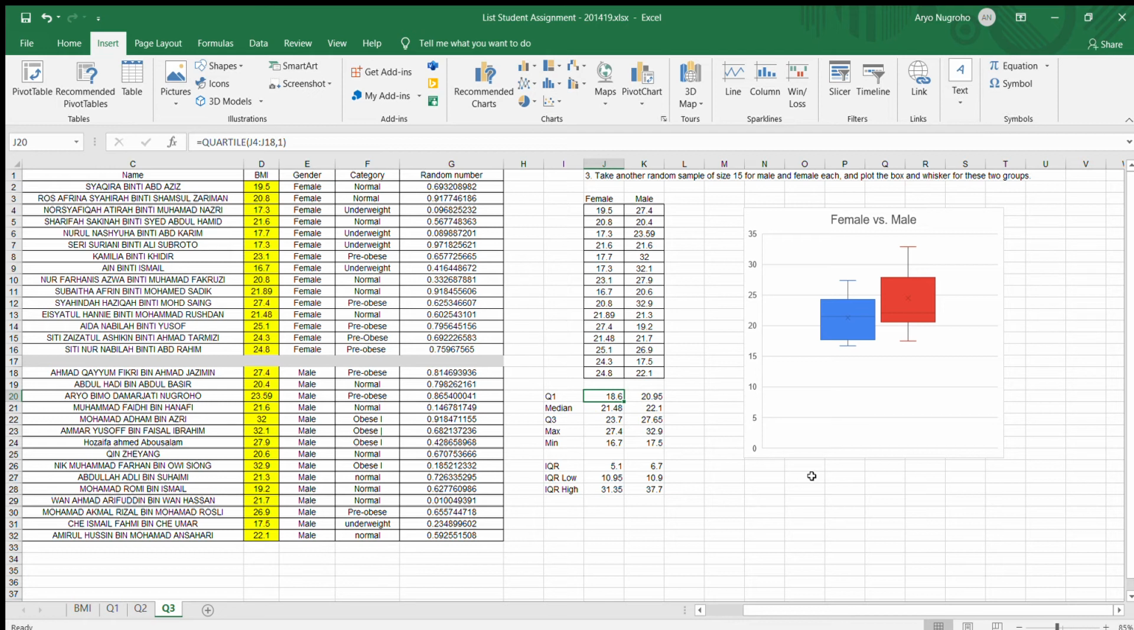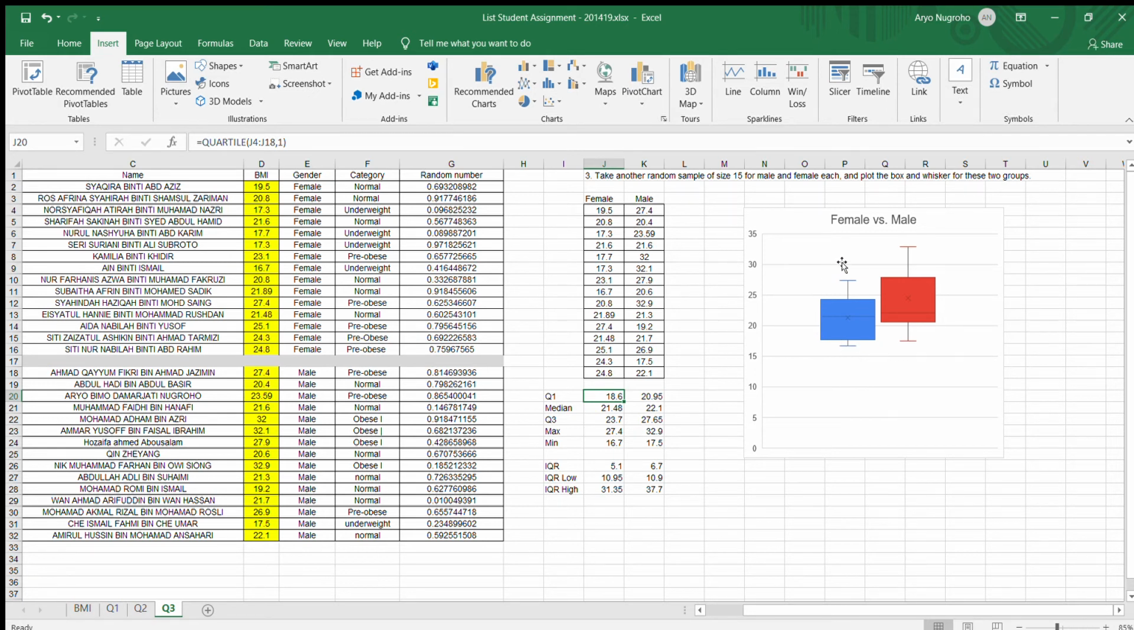To sum up, based on this data, the medians of both female and male don't have any major differences, which is 21 and 22-ish. However, in Q1, the female has much lower BMI than the male. And for Q3, the male has a higher BMI than the female. And for the minimum, for both female and male, there is no significant difference.